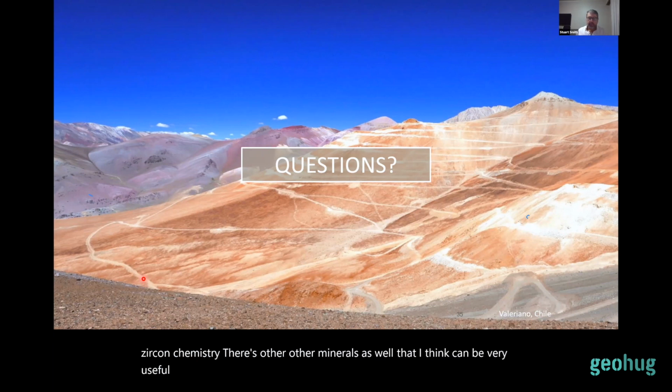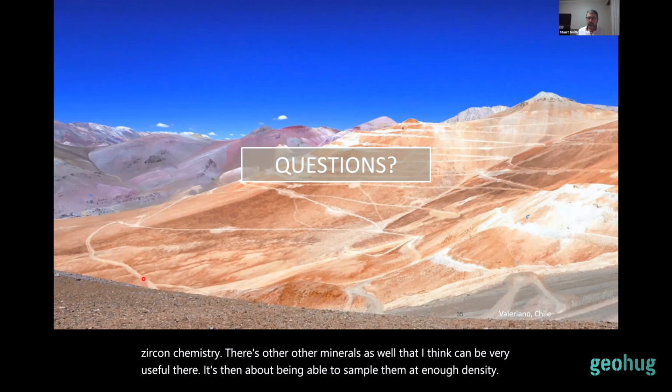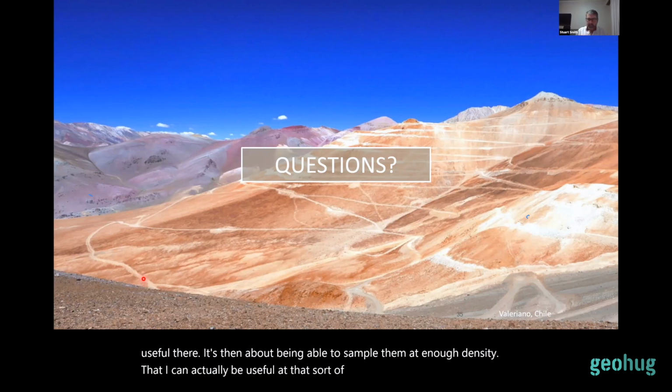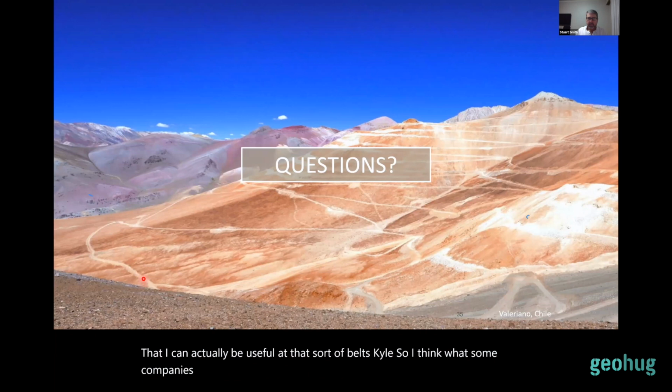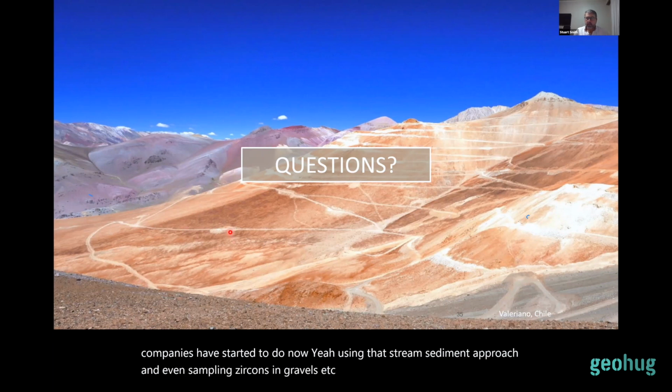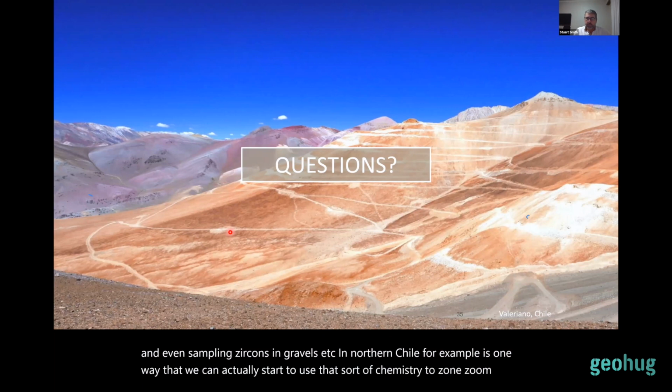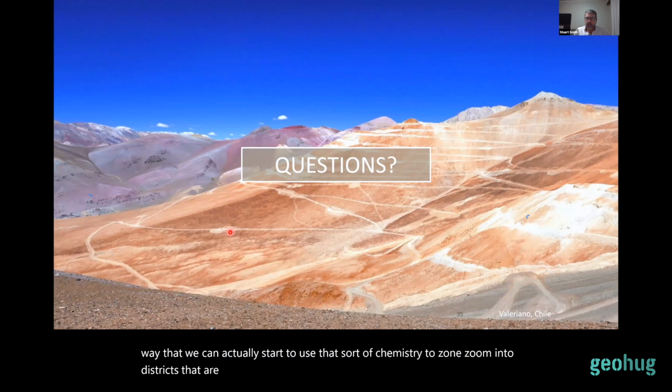It's then about being able to sample them at enough density that they can actually be useful at that sort of belt scale. So I think what some companies have started to do now, using that stream sediment approach and even sampling zircons in gravels, etc., in northern Chile, for example, is one way that we can actually start to use that sort of chemistry to zoom in to districts that are otherwise not expressing very well.